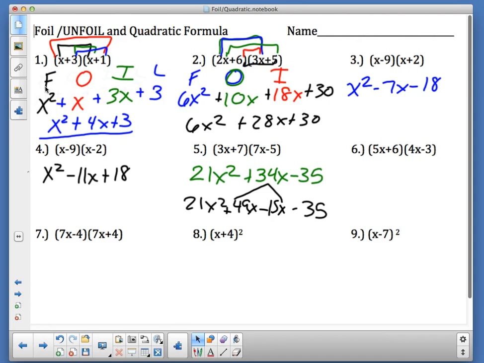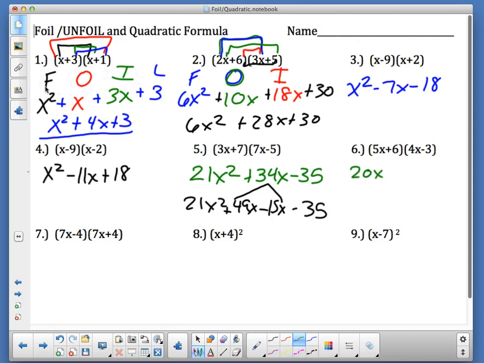Does it matter if I did my inside first and then outside second? No, I'm just adding them when I'm done. Addition is commutative, so I'm fine with that. The reason that we do outside first, inside is that's how we spell FOIL. Okay, and that's it. Also it keeps us focused on which one we did already and which one we got to do next.